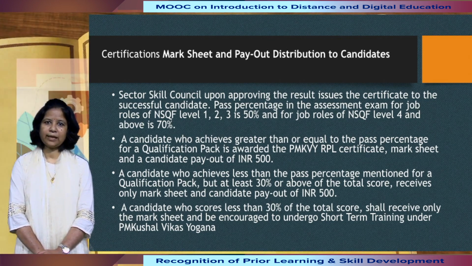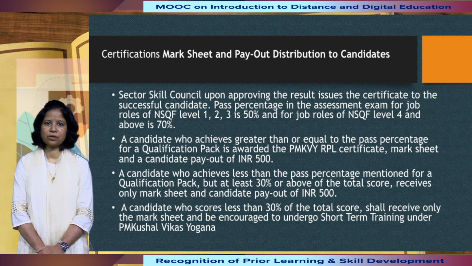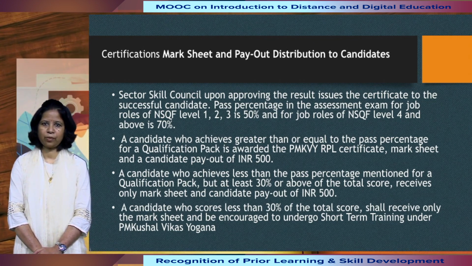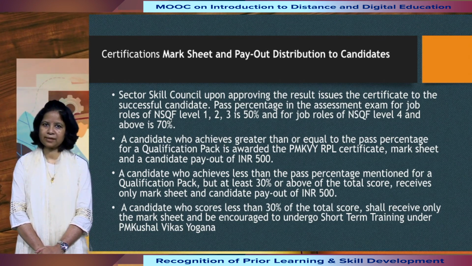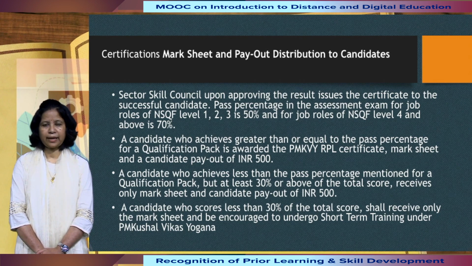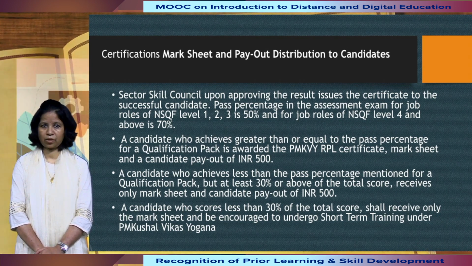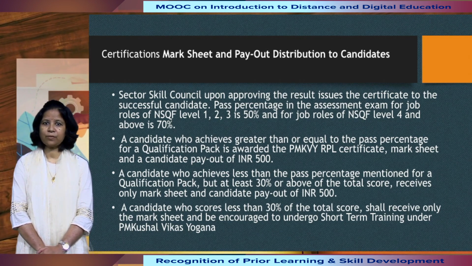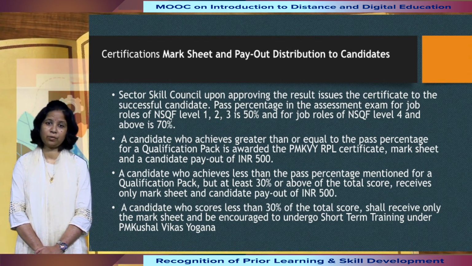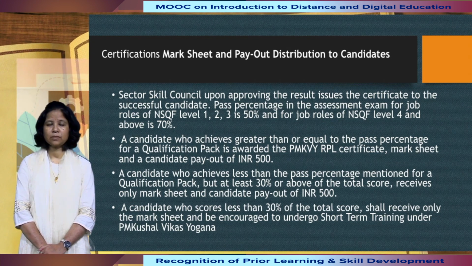A candidate who achieved less than the pass percentage for a qualification pack but at least 30% or above of the total score receives only the mark sheet and candidate payout of Indian rupees 500. A candidate who scored less than 30% of the total score shall receive only the mark sheet and is encouraged to undergo short-term training under Pradhan Mantri Kushal Vikas Yojana.